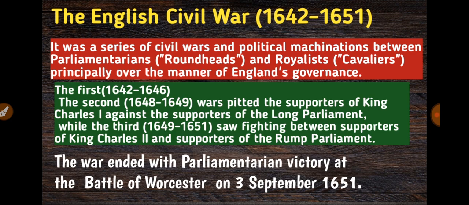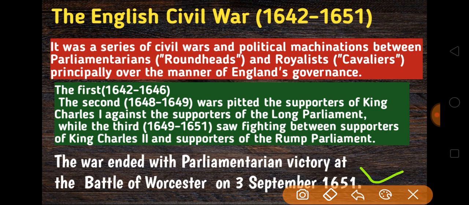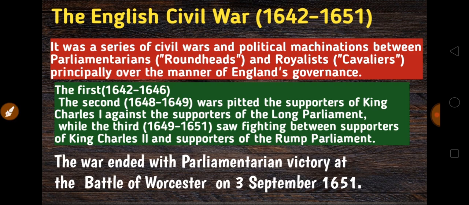The first war was held in 1642, and the second was in 1648, and the last one was in 1651. It ended in 1651. It ended with the parliamentarian victory over Charles I and his son Charles II, and it ended with the Battle of Worcester on 3rd September 1651, and it ended with the execution of Charles I, and it helped for a new kind of governance under Cromwell. We will come to know about that in the Commonwealth era. We are going to know that in later classes.